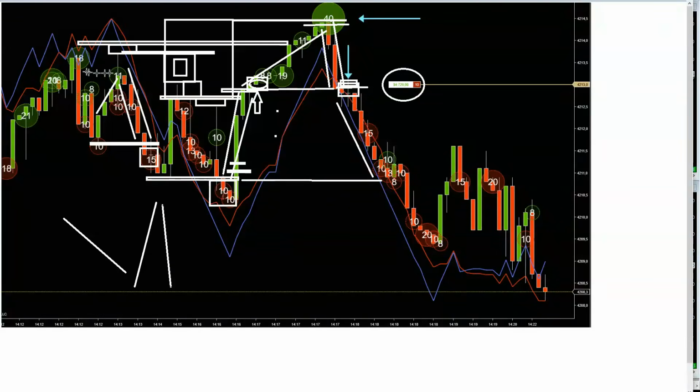This is a market maker's auction balance. This is not. This is a market maker's auction balance. This is not. This isn't a market maker's auction balance, but it never took out that area there, did it?